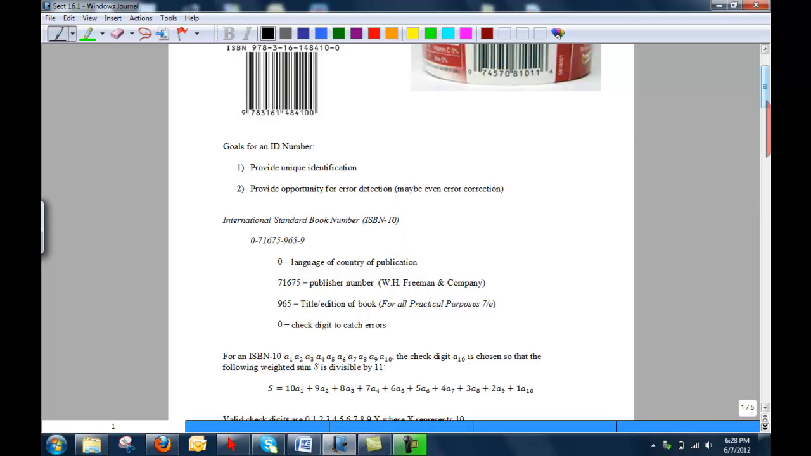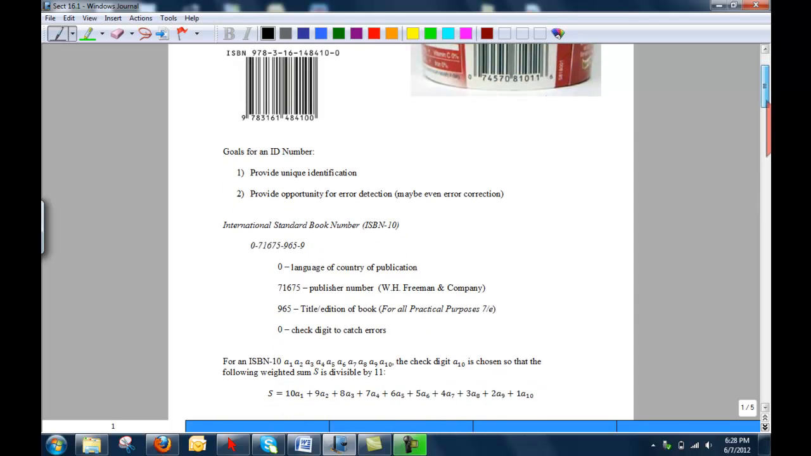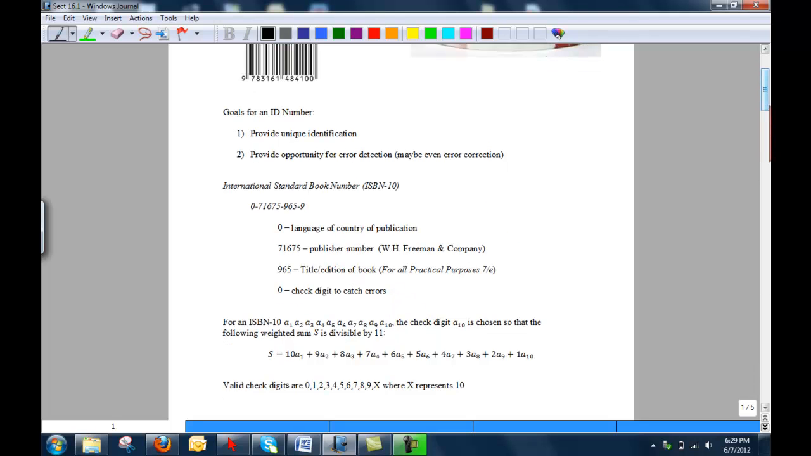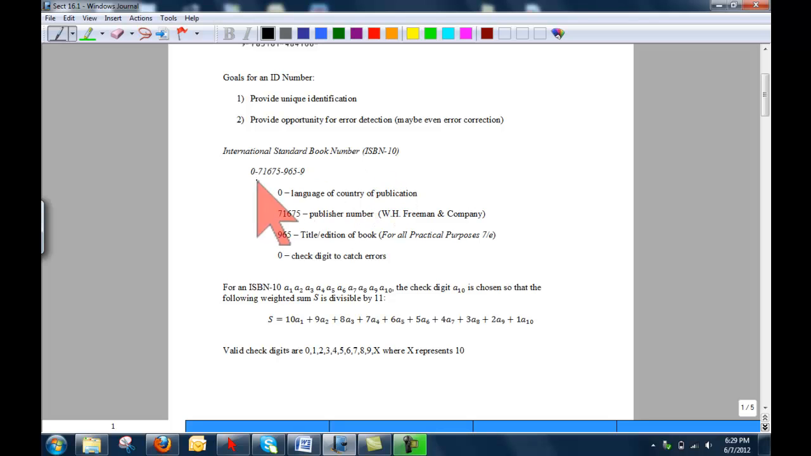There are actually two schemes, ISBN 13 and ISBN 10. Let's look at ISBN 10 for the moment. It consists of a 10-digit number. The positions of the numbers have various functions: language of publication, who the publisher was, the distinguishing numbers for the book itself, and then the last digit is a check digit designed to catch errors. Let's look at how that works. In this case, there are 9 information digits and 1 check digit.